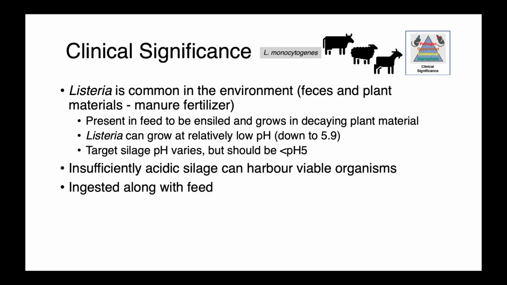Listeria is really common in the environment. It's found in feces and plant material. We can identify it in even manure fertilizer. I mentioned that Listeria can be present in ensiled forages. Because it's able to grow at a relatively low pH, its growth isn't inhibited until the silage becomes sufficiently acidic. So while the target silage pH varies, it should be below 5 to ensure that we don't have this organism growing or living. Insufficiently acidic silage can therefore harbor viable organisms, which are then ingested along with feed and can cause infections in those animals.